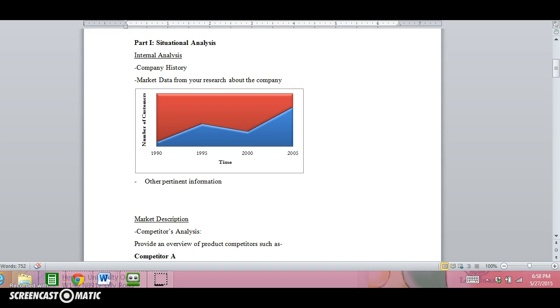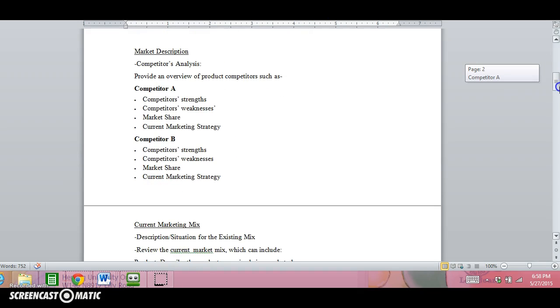I have switched over to the template here, just to show you what it should look like. Share your company history. Now, you don't have to include a chart, but if you have some data based on the research about the company, please feel free to include that. Now, when we're talking about the competitor's analysis, I would like to see an overview of the product competition. It should look something like this: competitor A, their strengths, weaknesses, how much market share they have, their current marketing strategy; competitor B, same thing. You want to make sure that you're sharing at least 2 to 3 different competitors in your market and share that specifically in terms of strengths, weaknesses, their market share, and current marketing strategy.